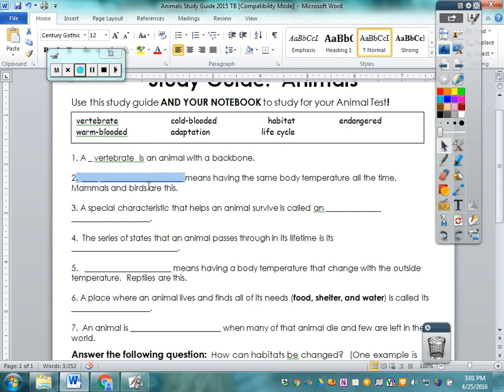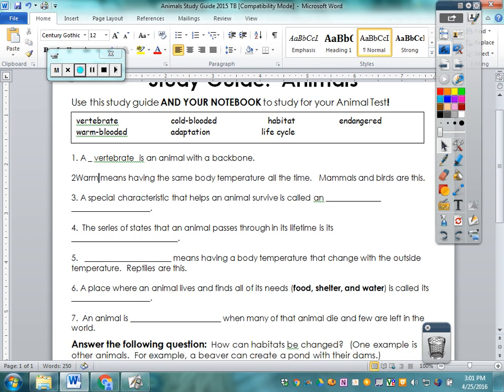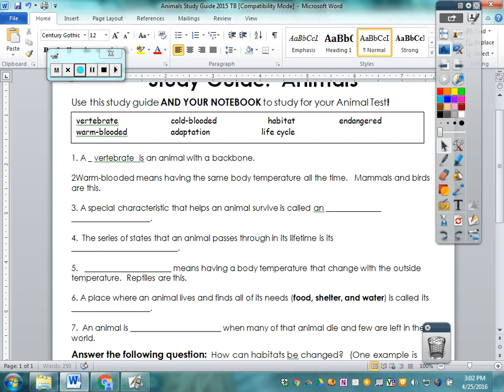So, blank means having the same body temperature all the time. Mammals and birds are this. Having the same body temperature means you're either cold-blooded or warm-blooded. And we talked about how the warm-blooded or cold-blooded regulates body temperature. Mammals and birds are this. Instead of having the same body temperature all the time means you are warm-blooded. So, I'm going to type that in. Okay. So that's number 2.